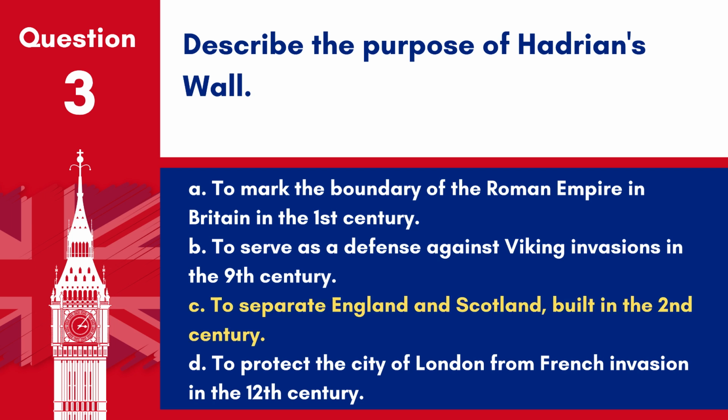Answer. C. To separate England and Scotland, built in the 2nd century. Hadrian's Wall was constructed by the Romans to secure the northern frontier of their empire in Britain and to control movement between the north and south.